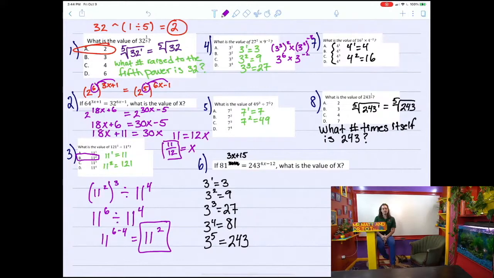Now when we have common bases raised to exponents and we multiply, we can add the exponents. Notice though that the effect here, adding a negative, is really the same thing as subtraction. It's just a different way of thinking of subtraction. So this is the same thing as 6 minus 4. So this would evaluate into 3 squared, which is answer selection B.